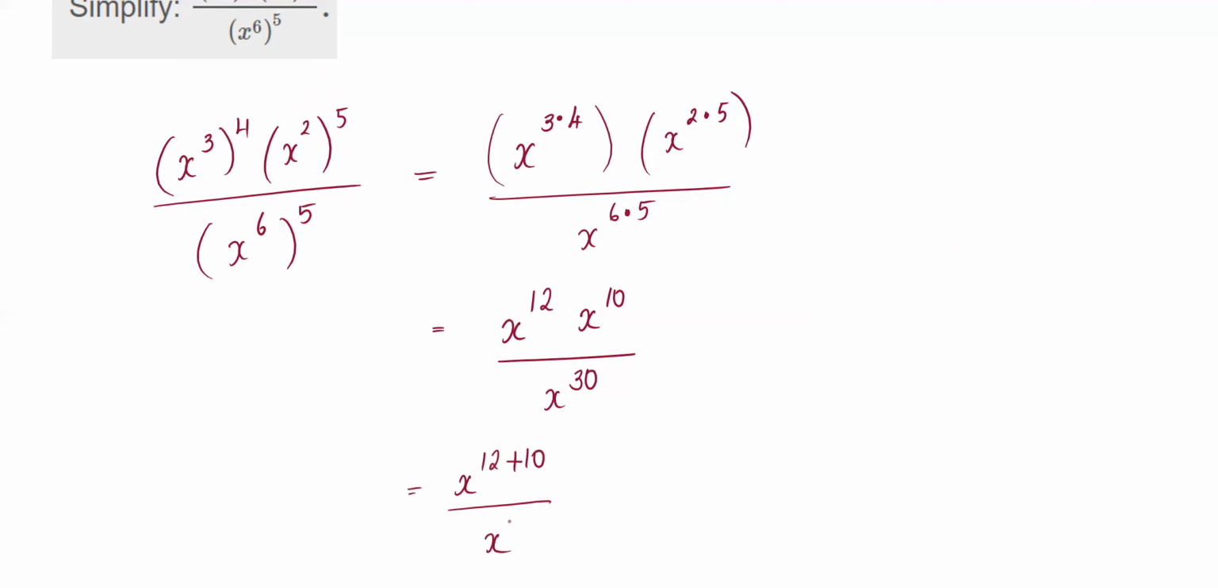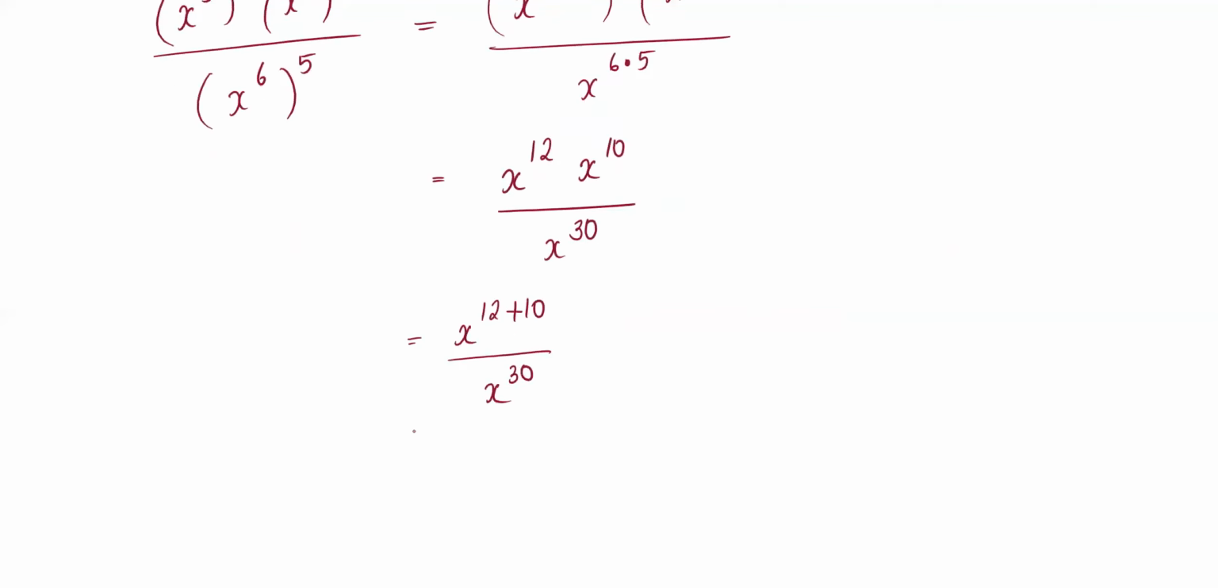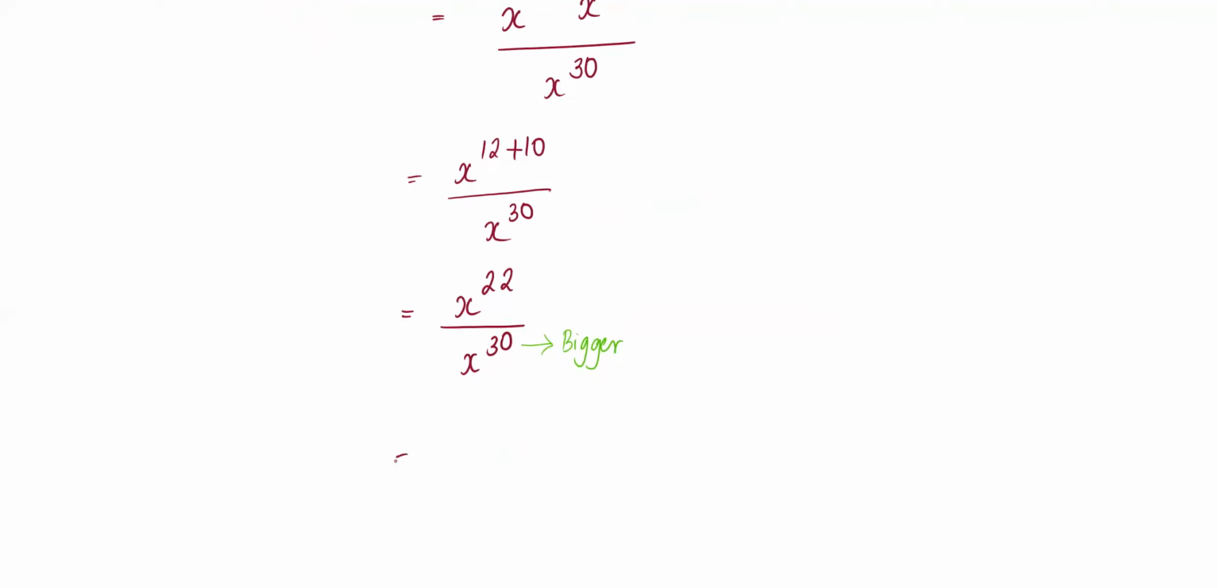So that's going to be x power 12 plus 10, 22, over x power 30. Now we've got single terms on the top and the bottom. So it's time to compare the powers, and you see that the power is bigger in the bottom. So I want to combine the powers in the bottom. So it's going to be bottom power minus the top power. Because I'm combining in the bottom, the numerator takes a 1. Therefore, my answer is 1 over x power 30 minus 22, which is 8. 1 over x power 8 is the answer.